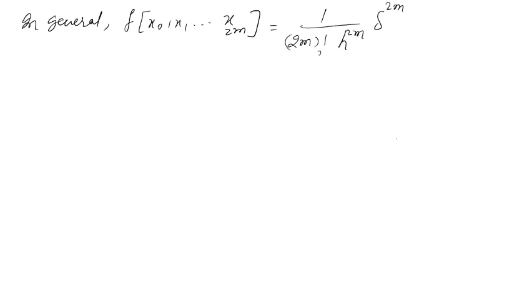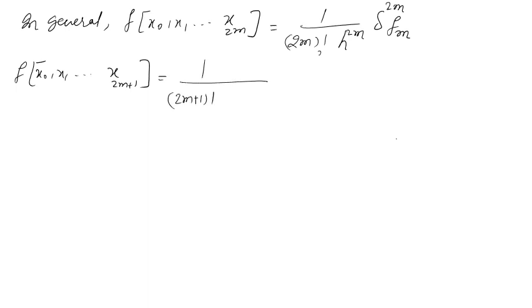In general, for x0, x1 and so on, the even divided difference is equal to 1 by 2m factorial h to the power 2m times del even central difference. For even you will get m only. For odd, this is f of x1, x2, and so on up to x 2m plus 1, the odd divided difference, you will get 1 by (2m plus 1) factorial h to the power of 2m plus 1 delta power 2m plus 1.